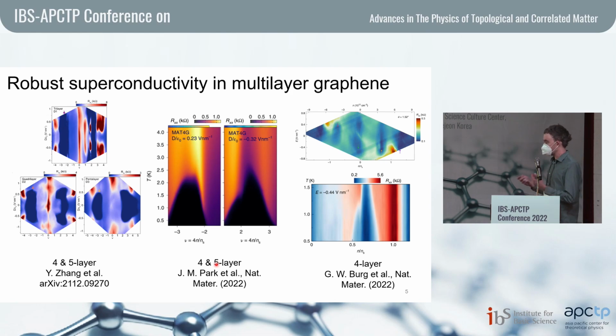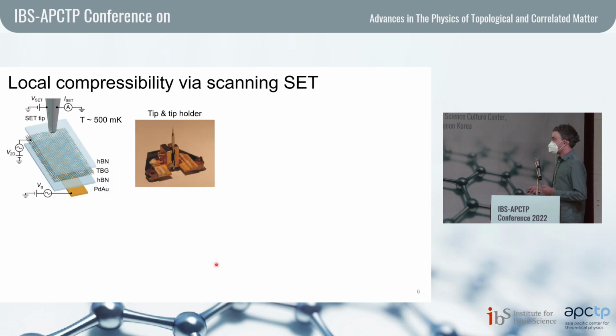So with that introduction, let me give a little bit of background on the experimental technique that we'll be using to perform these studies. The technique is known as scanning single electron transistor microscopy. As with many experimental techniques, it involves bringing some kind of sharp tip very close to a sample. In our case, it's a tip of about 100 nanometers in diameter at the end.